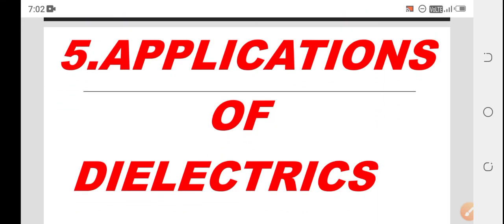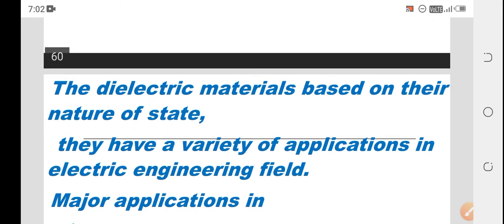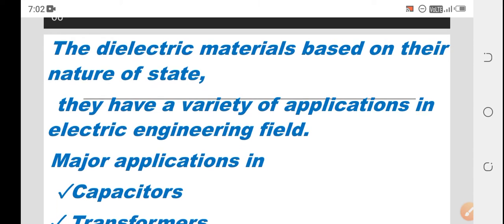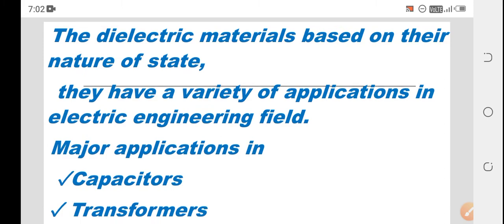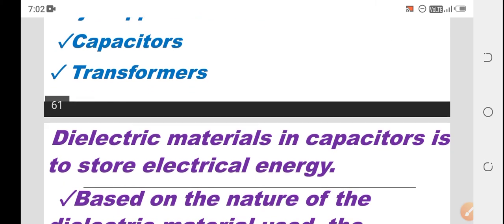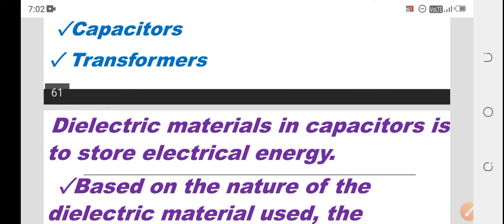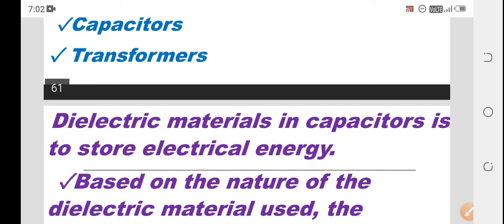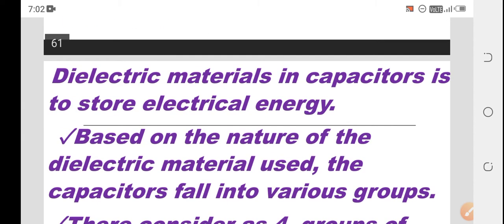Coming to the applications of dielectric materials. Based on the nature of state, dielectric materials have a variety of applications in the electrical engineering field. Major applications are in capacitors and transformers. Dielectric materials in a capacitor are used to store electrical energy.